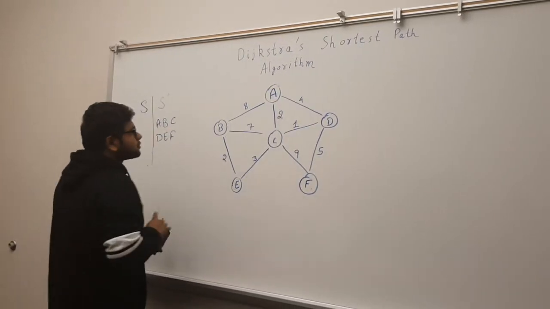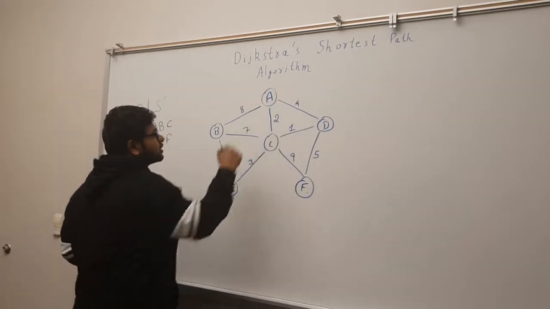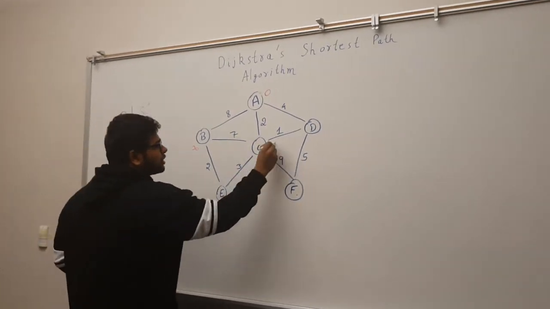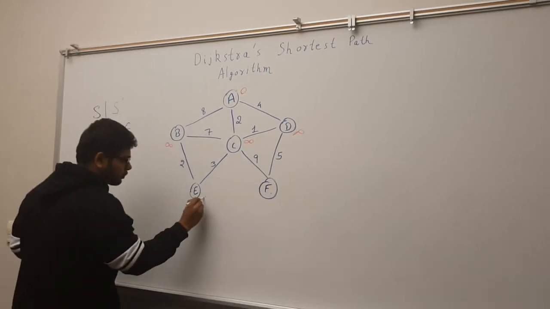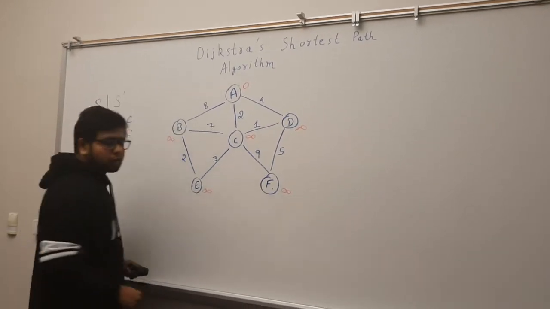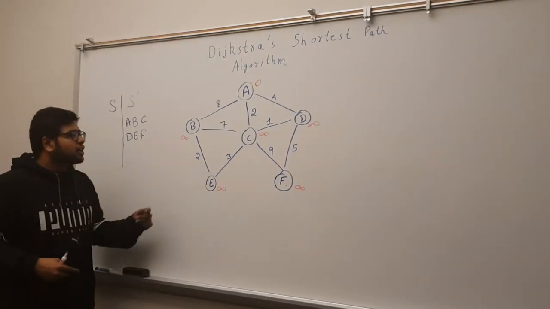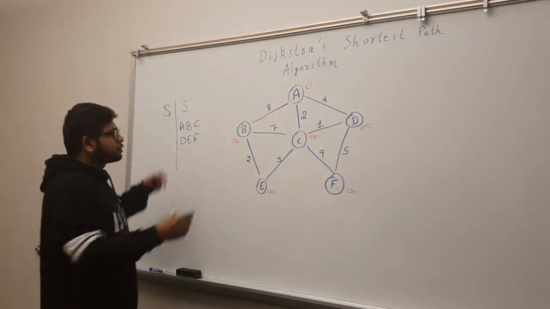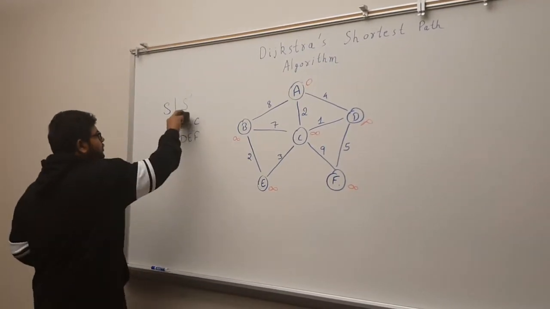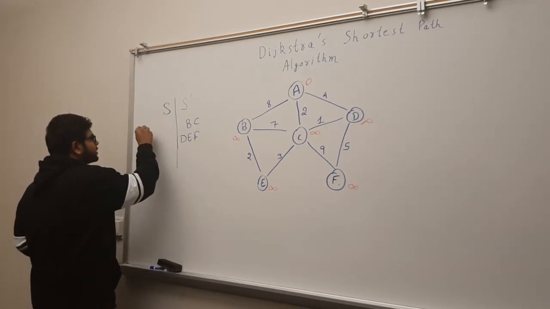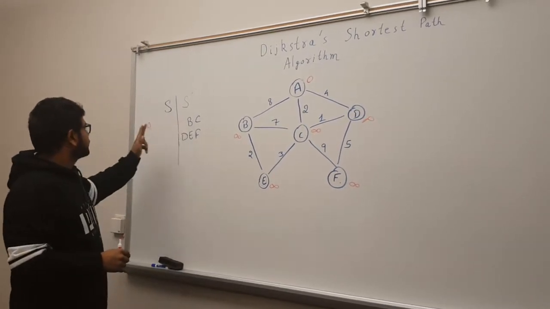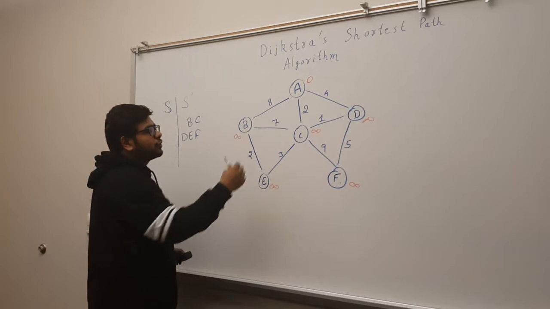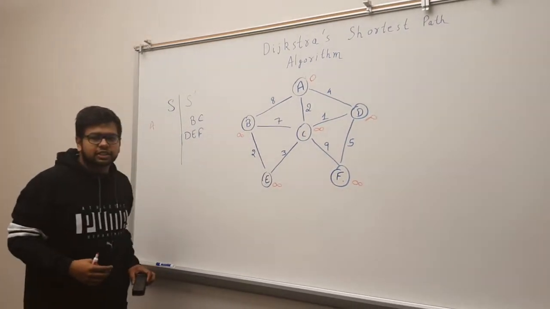So let's begin. Let's consider the distances. Since A is our source node, its distance from itself would be 0, and all other distances are infinity. So now what is the first step of the algorithm? The first step is to consider all the nodes in set S prime and select the node with the minimum cost. Since A is the node with the minimum cost, we'll move it from set S prime to set S. Now once we have moved this node, we'll update all its neighbors. We'll calculate the new distances for the neighbors.